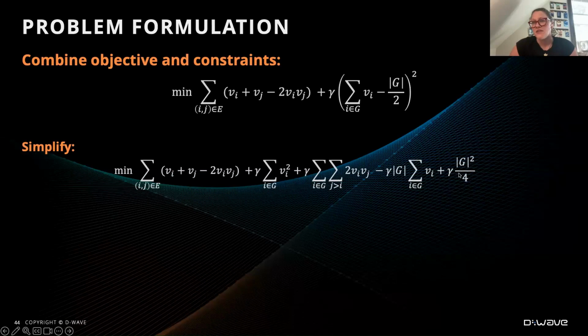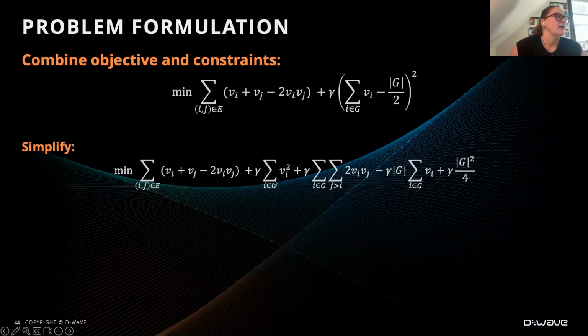This is often called an offset, and we can remove it from our minimization problem because it's just like adding a 7 or another number. It's not going to be affected by our binary variables changing in the annealing process. So we can remove this.